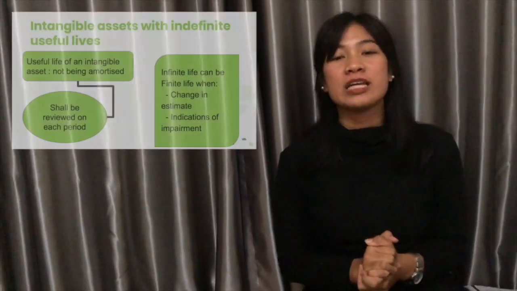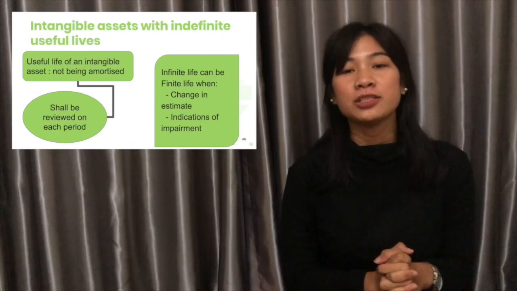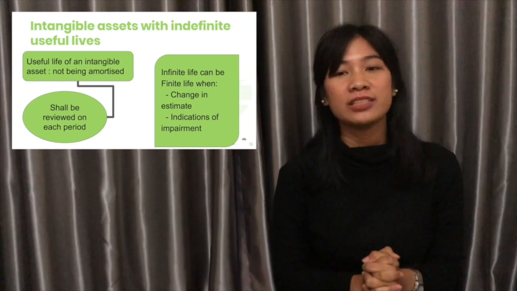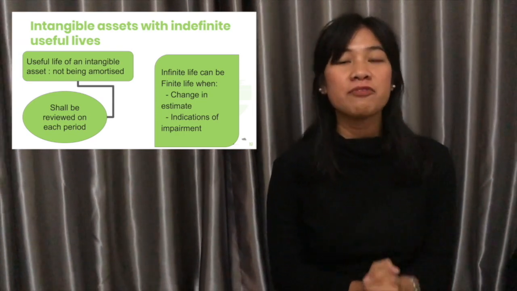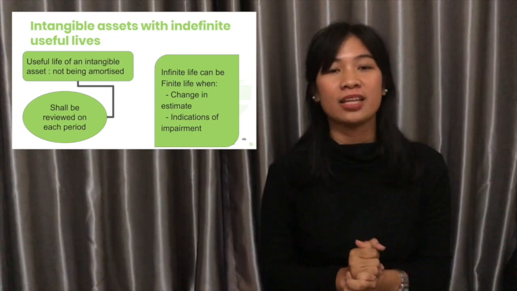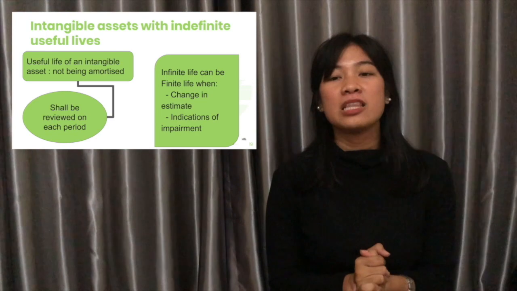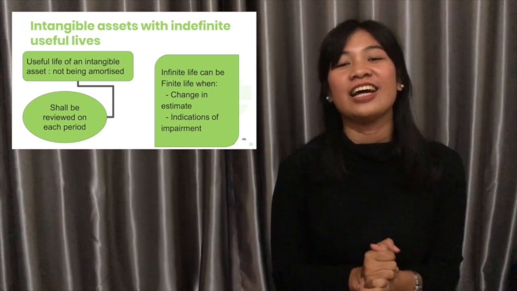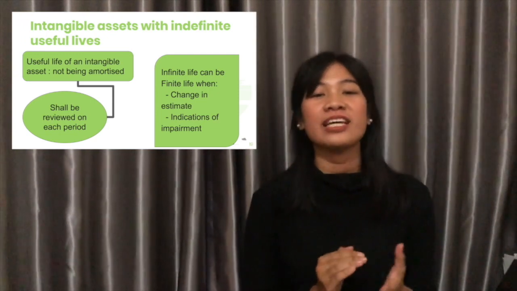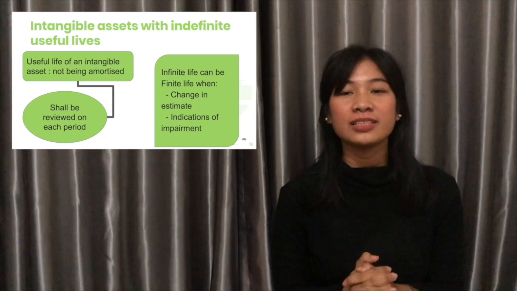The useful life of an intangible asset that is not being amortized shall be reviewed in each period to determine whether events and circumstances continue to support an indefinite useful life assessment for that asset. If they don't, the change in the useful life assessment from indefinite to finite shall be accounted for as a change in accounting estimate in accordance with PSAK 25, accounting policies, changes in accounting estimates, and errors.